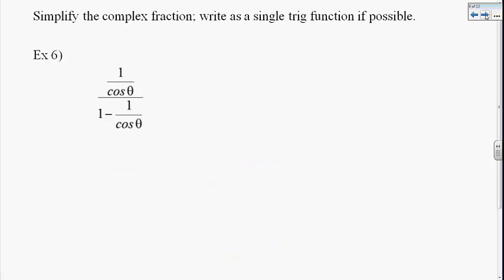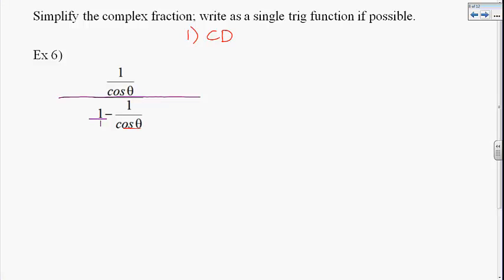In example 6, we are told to simplify the complex fraction and rewrite it as a single trig function if possible. To begin, we need to look for the common denominator. To do this, we make sure all of our terms in the top and the bottom are fractions by placing the constants over 1. We see in the bottom that we have 1 minus 1 over cosine of theta, so we're going to place that 1 over 1.